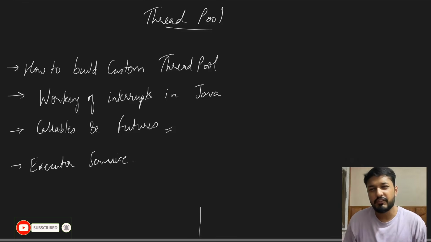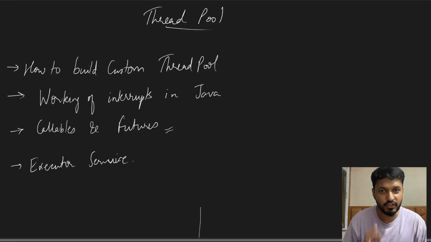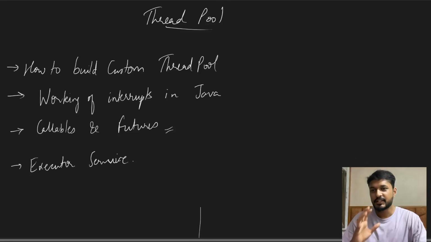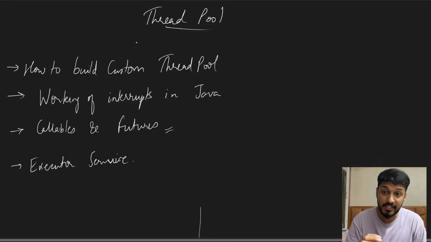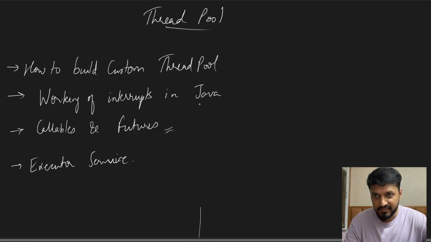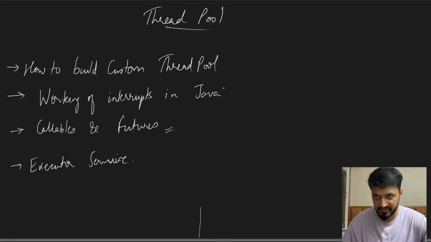So today we will be building a pathway to understand a very important topic in Java concurrency, which is the executor service. Okay, so to reach executor service, we will first understand and build our own custom thread pool. We will understand what a thread pool is and how we can build our own thread pool, right? So that will set up the base for the executor service.